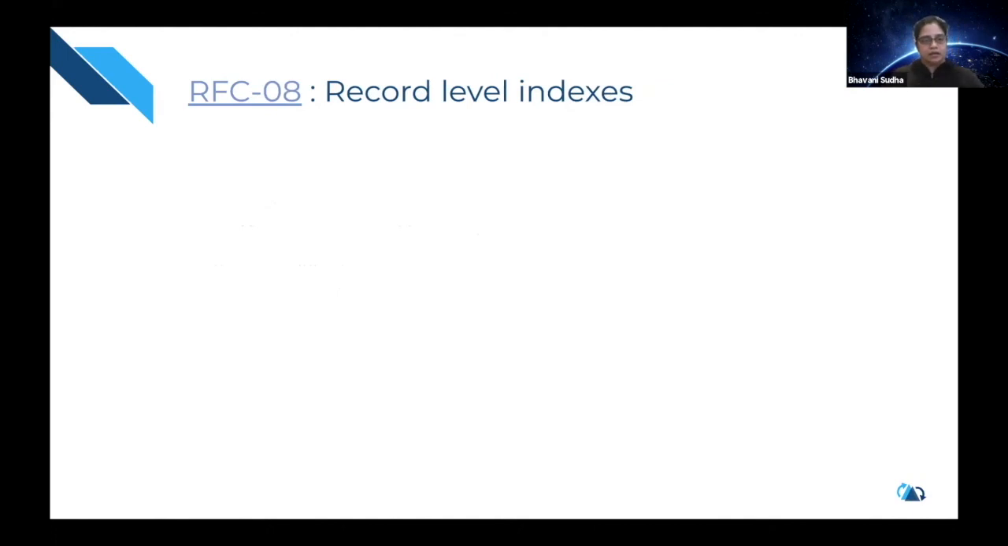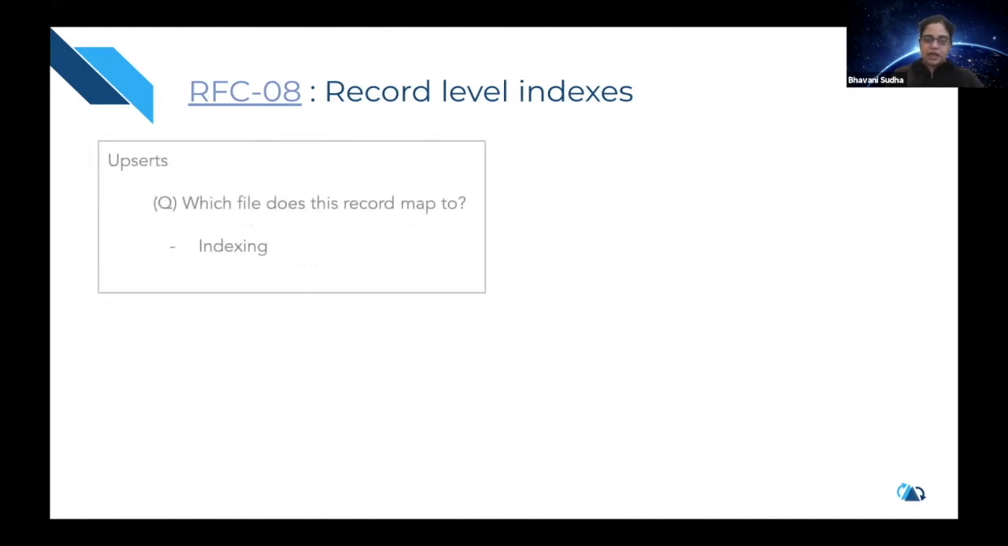And the last project that I wanted to talk about was record level indexes. So I already spoke about upserts, and these are a popular write operation in Hoodie. To make them even faster, Hoodie leverages indexing. And what indexing does is basically provide a record ID to file ID mapping, so it can easily tag incoming records as either updates or inserts.